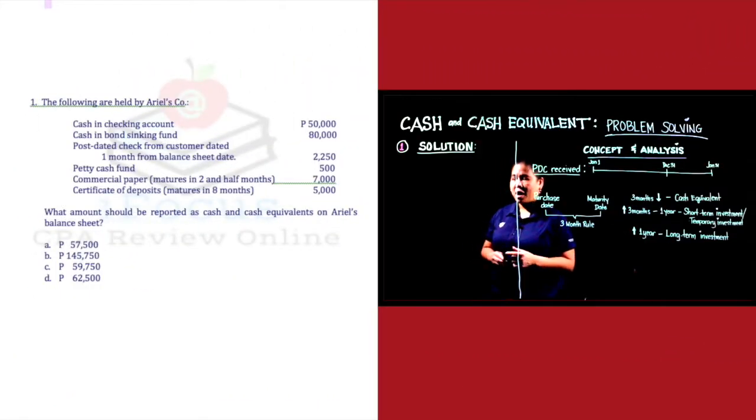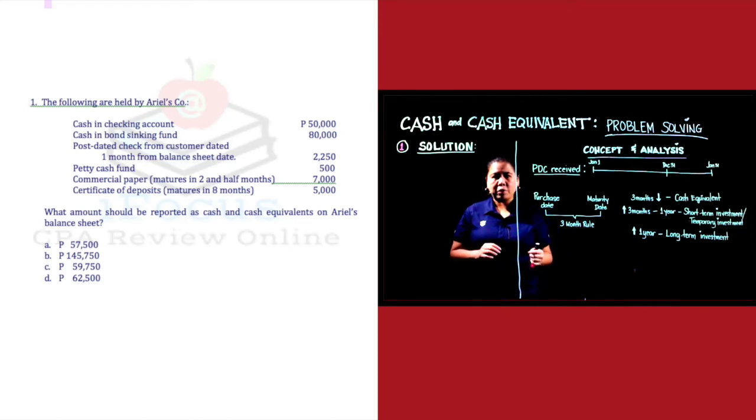Problem number 1 tayo. So, every time na magsosolve tayo ng problem, ang una natin gagawin is to read the requirements of the problem. Anong hinahanap ng problem mo? Anong nire-require niya na isolve mo dito sa problem? So, question number 1, the requirement is, what amount should be reported as cash and cash equivalent on Ariel's balance sheet? So, itong cash and cash equivalent, i-combine natin siya. Yan ang hinahanap ng problem.